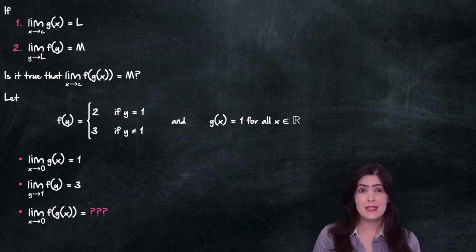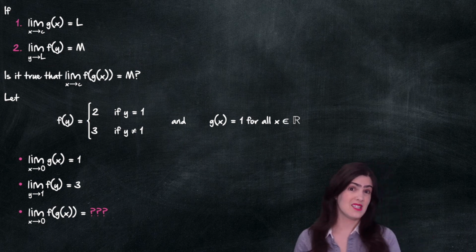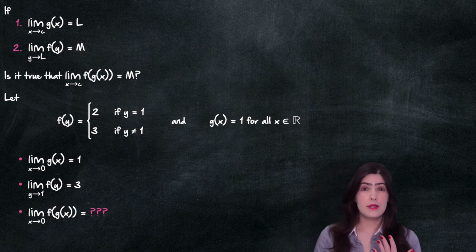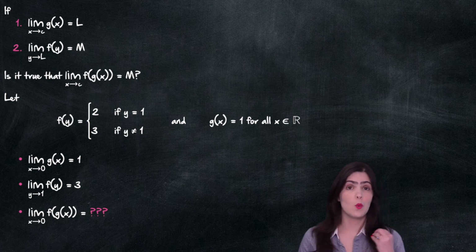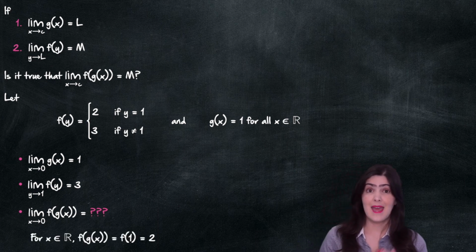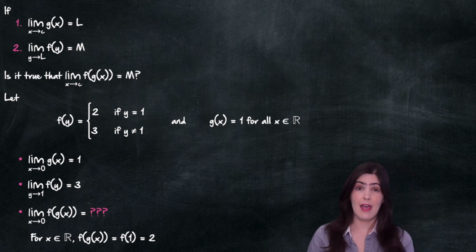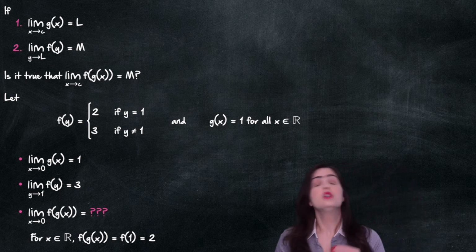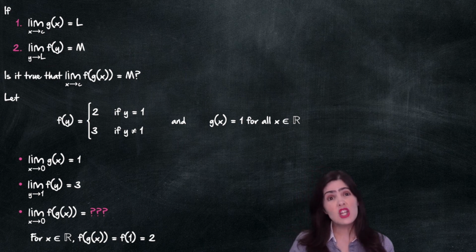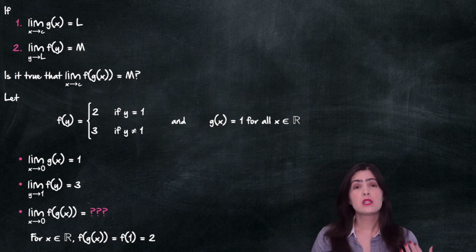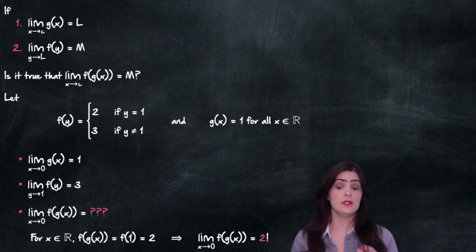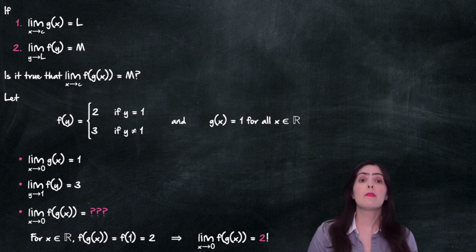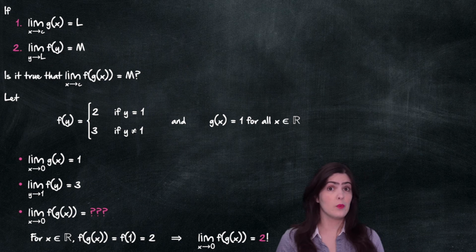Well, to answer this question, we should first know what my function f of g of x is. No matter what number x I pick, I know that g of x is going to be equal to 1. So that means that f of g of x is just f of 1, and f of 1 is equal to 2. So the function f of g of x is just a constant function equal to 2. So the limit as x approaches 0 of f of g of x is equal to 2, which is different from the limit as y approaches 1 of f of y, which was 3.